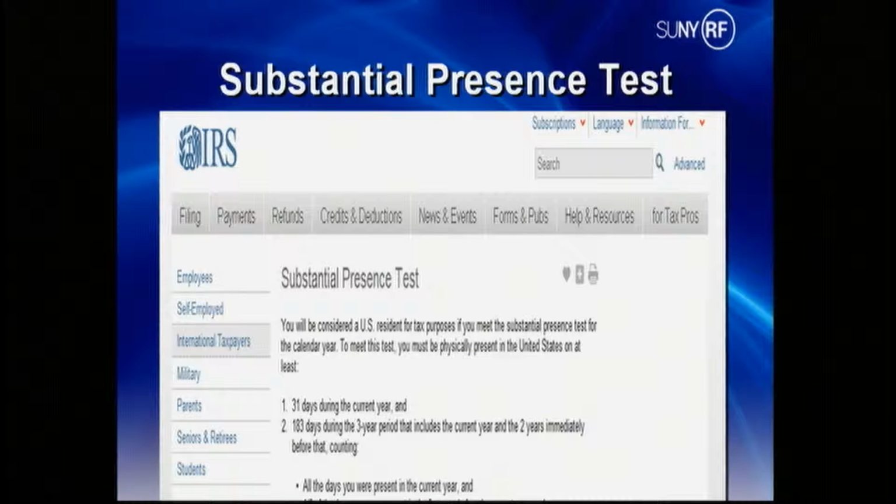So the IRS rule in this case, as complicated as it is, is really looking at a 3-year period. Have you been in the country at least half a year? Then they say, okay, you are a resident alien for tax purposes, so now you're subject to U.S. tax rules.